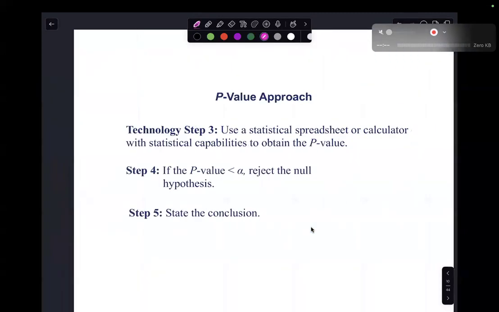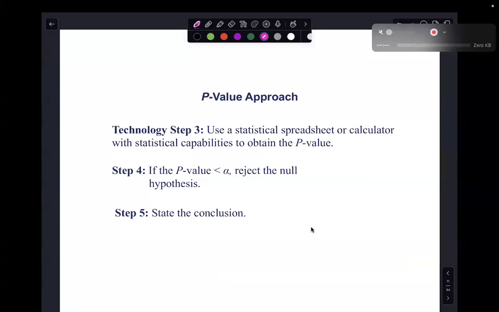All right. So this says use a statistical spreadsheet or calculator or whatever. We're going to do that. We're going to use the calculator. You're going to get two calculator functions today. And then I'm going to show you some places to go for your review for the test for next week. So p-value is less than alpha, reject the null. Then you're going to state your conclusion.